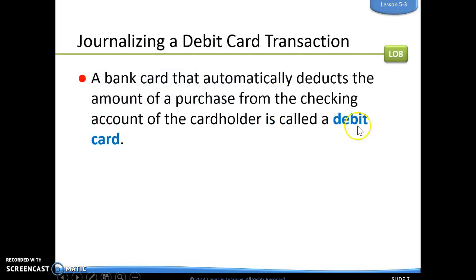Okay, we should all be familiar with a debit card. I'm assuming the majority of you have a debit card, have used a debit card. That is just a bank card that you get from the bank that will automatically deduct the amount of a purchase from your checking account.